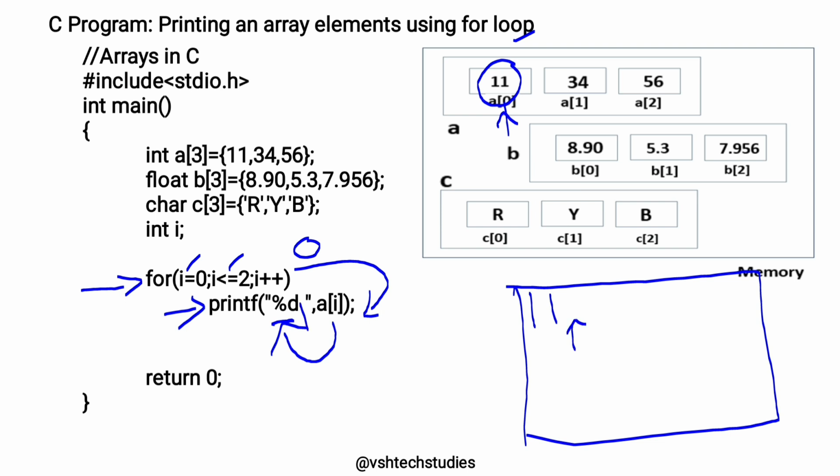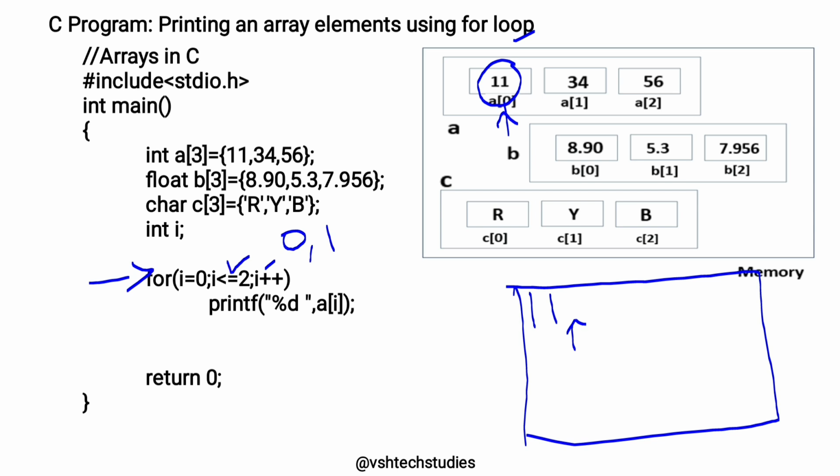Then after executing the loop body, the control goes back again to the for loop. So when control comes back to the for loop, that is after one iteration, this time i will be incremented. I was 0, now it will be made 1. Is 1 less than or equal to 2? Yes, it is true. Hence control enters the loop body. The single statement which is there in the loop body gets executed.